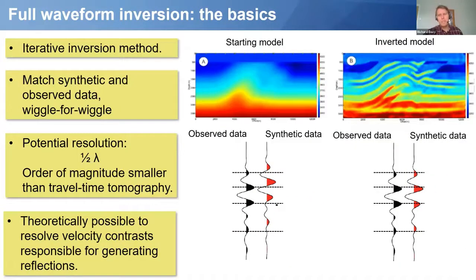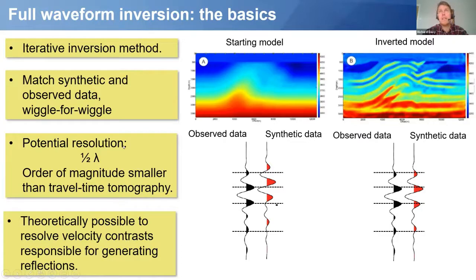So, some of the basics of full waveform inversion. Much like travel time tomography, it's an iterative inversion method. So we're updating a physical property model to try and match our data, except now instead of trying to match just a travel time, so in the past we might've just been trying to match the first arrival, we now try and match the entire waveform to a synthetic one through our model. So we try and match peak to peak and trough to trough, or as some will say, wiggle for wiggle. And this allows us to get an order of magnitude greater resolution out of our data.